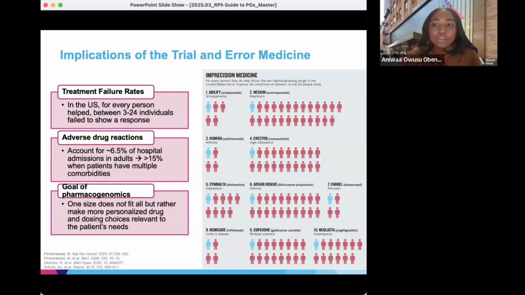So the goal of pharmacogenomics is so that we don't continue this trial and error process, but we tailor or personalize treatments to individuals based on their biomarkers, in this case, their DNA.